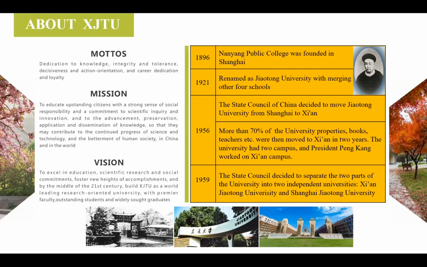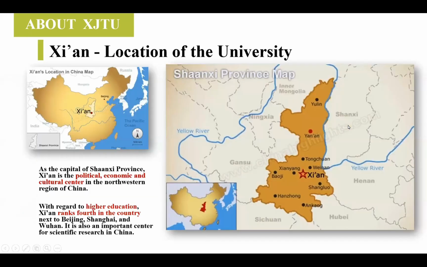So the first part, I will introduce the university. The university was established in 1896 as Nanyang College. It was founded in Shanghai, and after 60 years, in 1956, it moved from Shanghai to Xi'an. Now it has stayed in Xi'an for more than 60 years. And for your information, Xi'an is located in the very center of China.